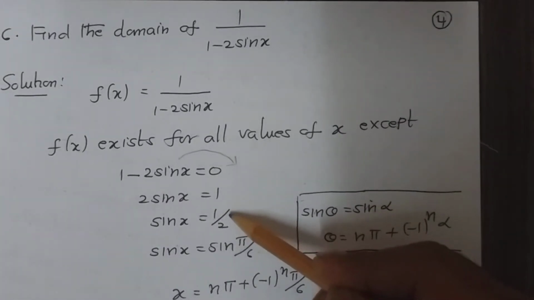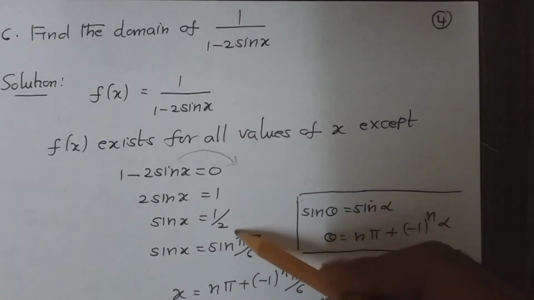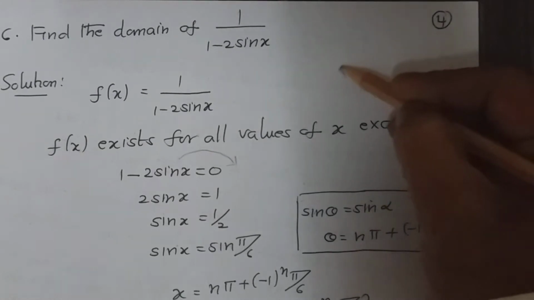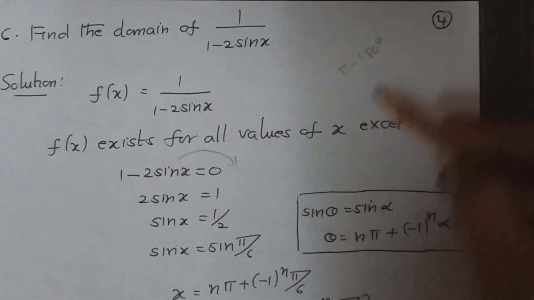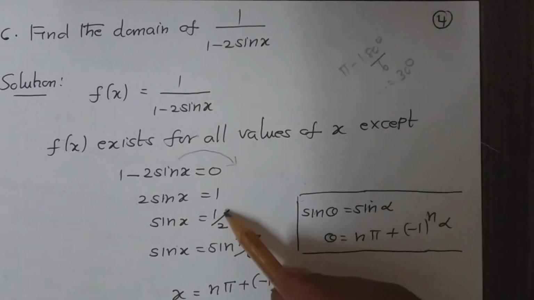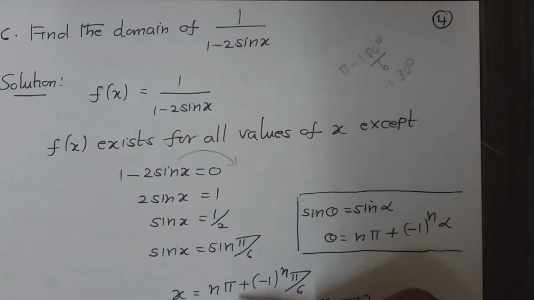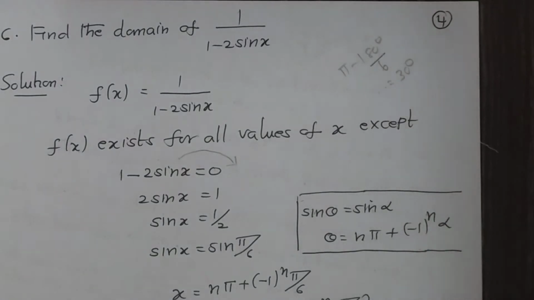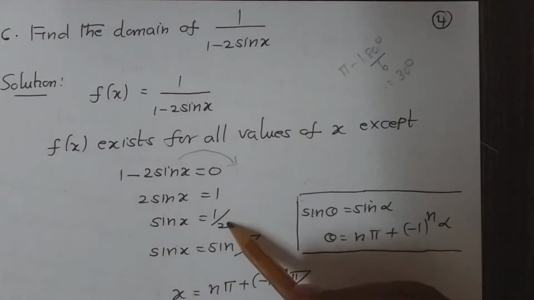Sin 30 degrees I can write as sin of pi by 6, because pi is the radian measure. Generally pi radians means 180 degrees. So 180 degrees by 6 is nothing but 30 degrees. So here sin 30 degrees I can write as sin pi by 6. Now you compare this with this form: sin theta is equal to sin alpha, then theta is equal to n pi plus minus 1 whole power n into alpha. That means for all the values of theta this equation is satisfied, not only for 1 by 2.